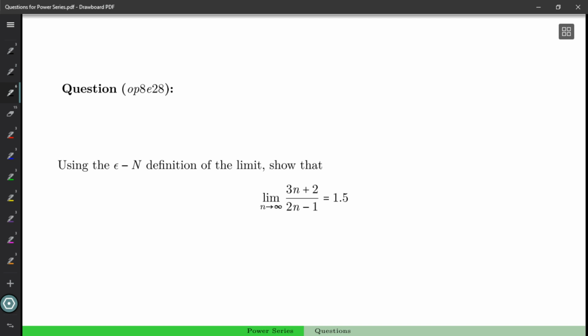Using the epsilon N definition of the limit, show that the limit as n tends to infinity of (3n + 2)/(2n - 1) is 1.5, which is really just a fancy way of saying 3 halves. And you can see, if you factor out the n's and cancel things out, the limit here should be 3 halves. So they've got the right limit, obviously, but can we use the epsilon N definition to actually show this?